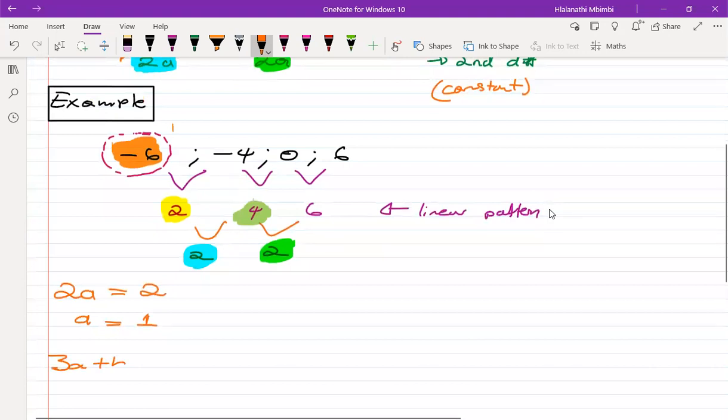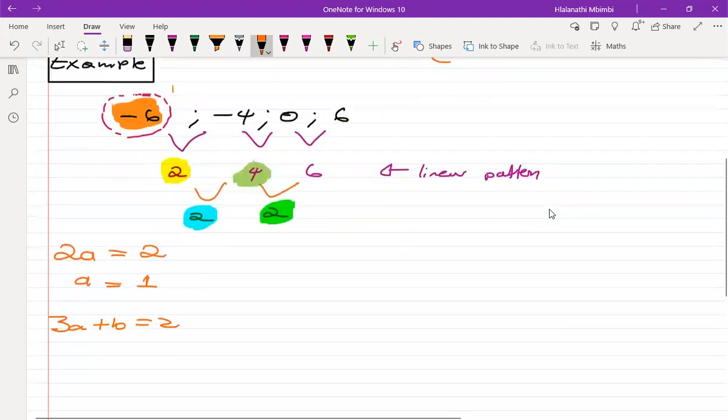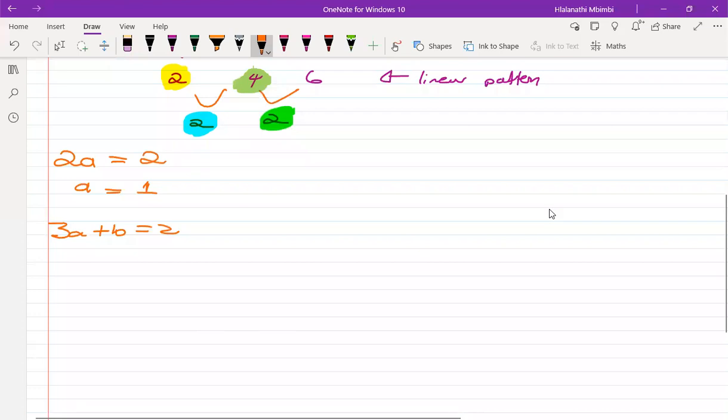The 3A plus B will also be equal to 2. But right now, we already know what A is: 1. So we're just solving for B. So our B is -1.